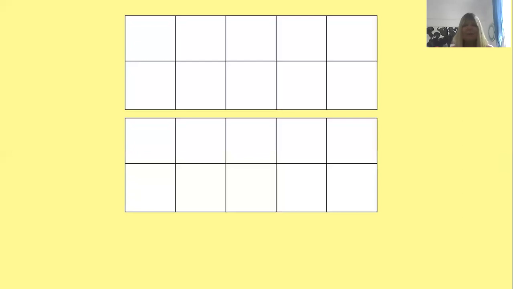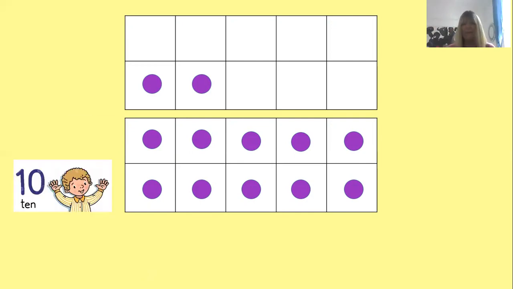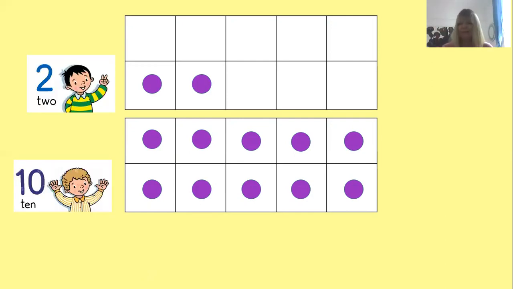Let's count the purple dots, shall we? 1, 2, 3, 4, 5, 6, 7, 8, 9, 10, 11, 12. If you were going to show me that with your fingers, you'd have to flash up 10 and then 2 more. 10 and 2 is 12.